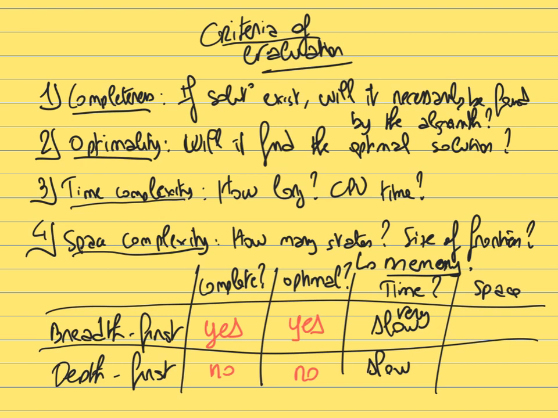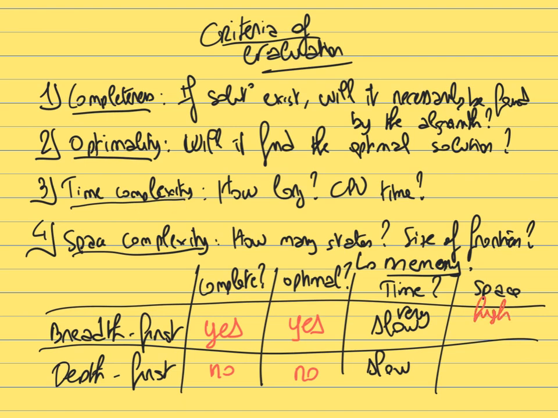So in this case, the breadth first algorithm has a lot of advantages. It's complete, it's optimal, but it has some drawbacks. It's very slow, and the other drawback is that it requires a high memory. So in this case, you need a high memory in order to explore the tree.